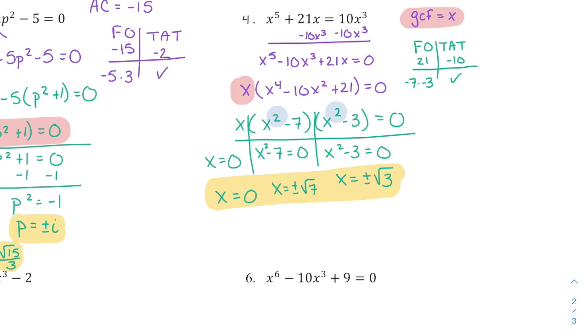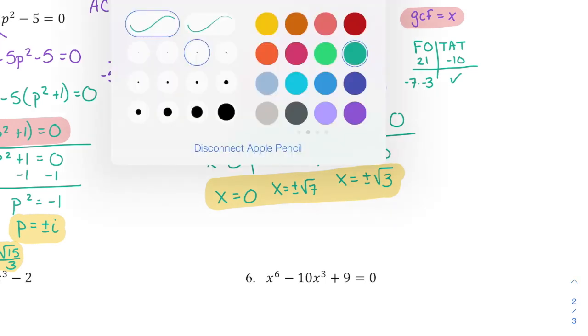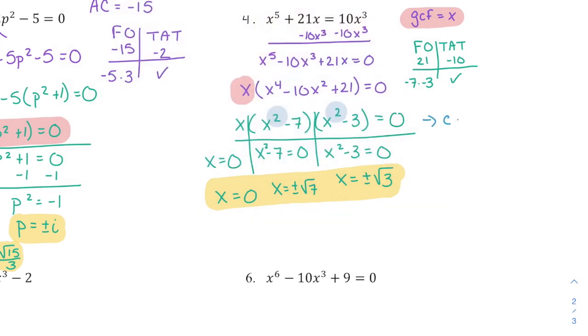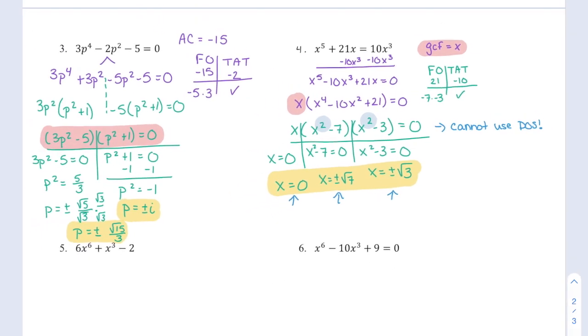When I factor that, neither of those factors are perfect squares, so I cannot use difference of squares. So I just apply the zero product property and solve, and I end up with x equals 0, x equals plus or minus the square root of 7, and x equals plus or minus 3. And those are my roots for this polynomial.